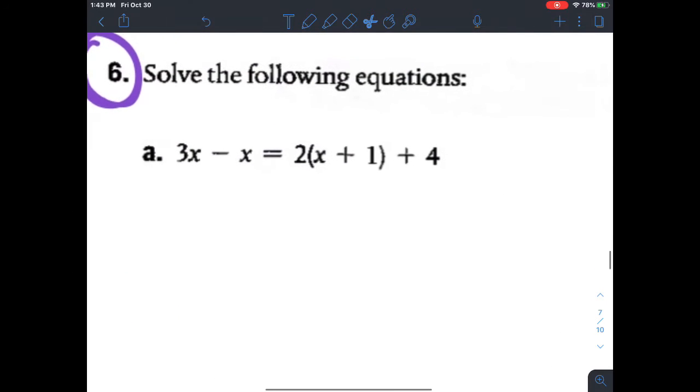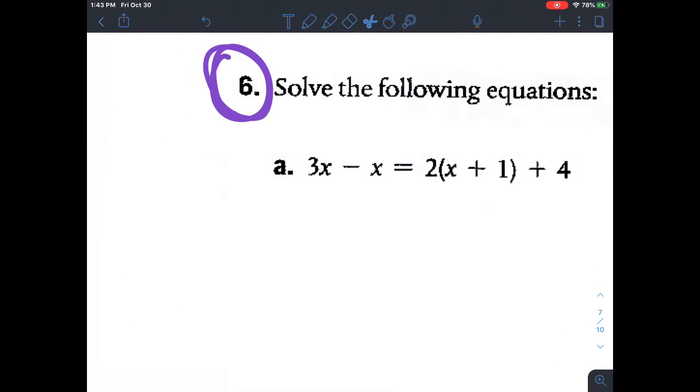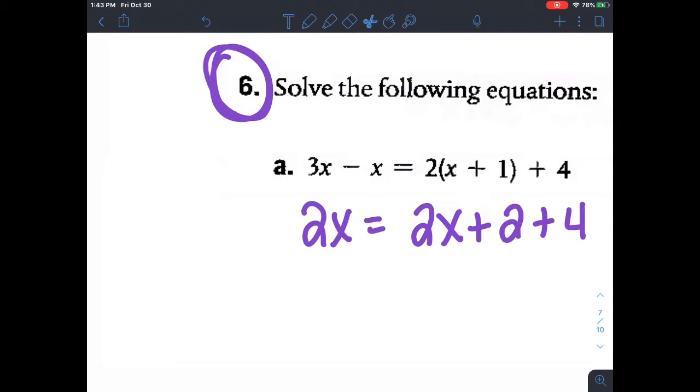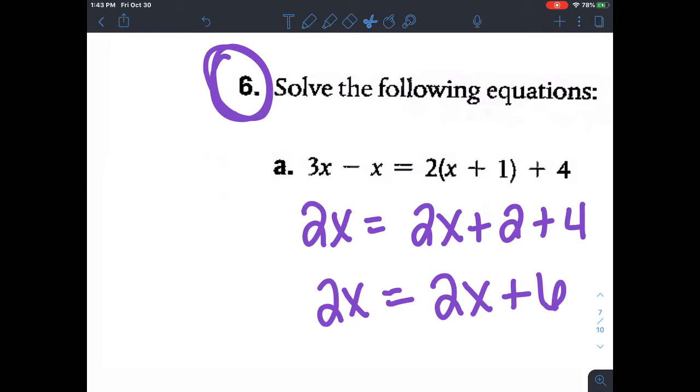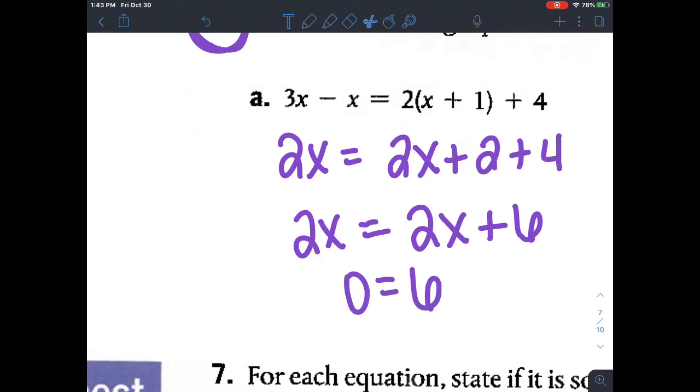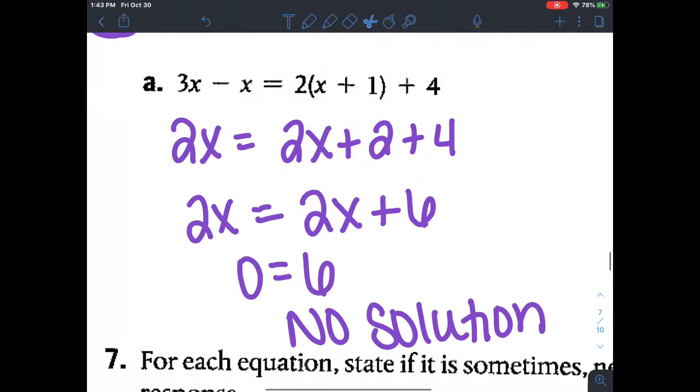So I'm going to solve for x just like I've been doing this whole time. We'll simplify 2x equals 2x plus 2 plus 4. So 2 plus 4 equals 6. And we'll subtract 2x from both sides, and you get 0 equals 6. Well, your variable went away. Now, does 0 ever equal 6? No. So we say that this has no solution.